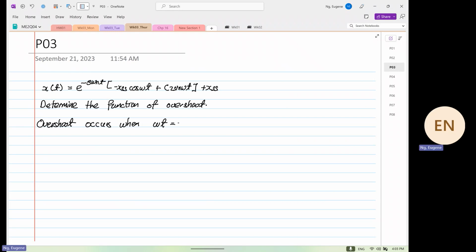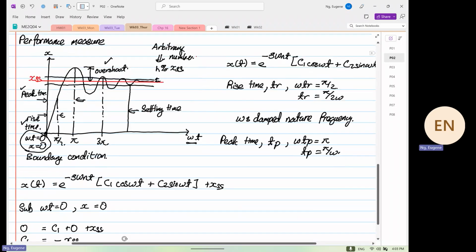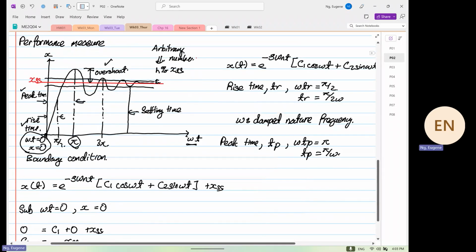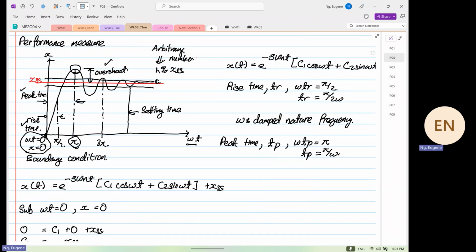Omega t is equal to what? Pi. Yes or no? Right? From where? Anyone? From here. You see this? Overshoot. Okay. So it is so important to remember this graph. Maybe in the term test, I'll ask you to sketch this graph and label them.